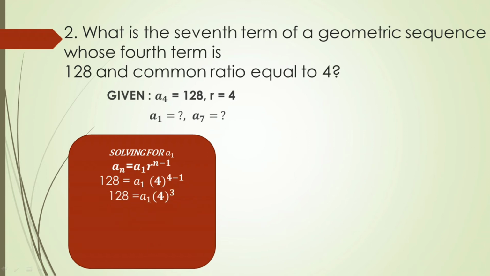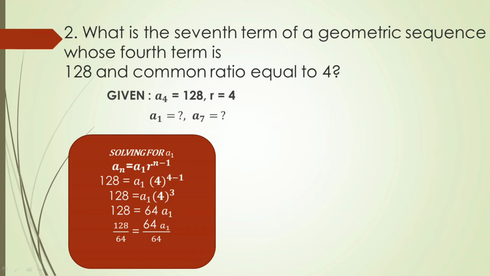So 4 raised to 3, multiply natin yung 4 tatlong beses sa kanyang sarili. So 128 equal to 64 a sub 1. So we will eliminate 64 para a sub 1 na lang yung matira dito. So we can eliminate 64 simply by dividing itself. And since nag-divide tayo ng 64 dito sa kabila, the division property of equality states kung ano yung number na dinivide natin sa kabila, mag-divide ka din ng the same number sa kabila.